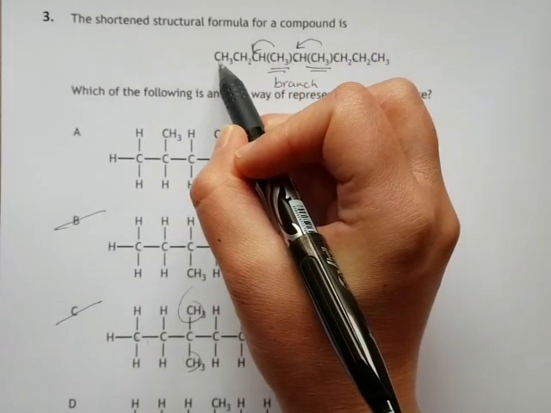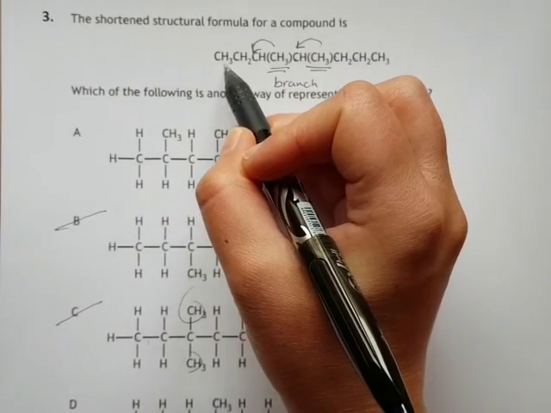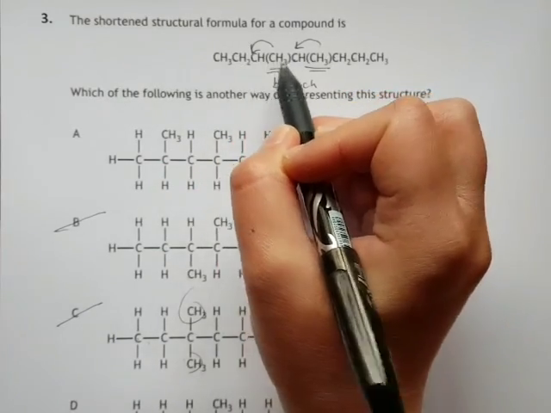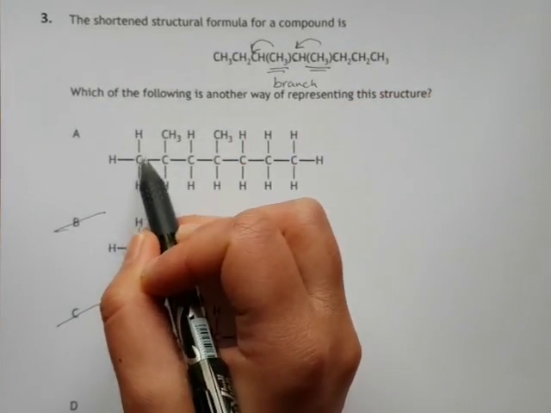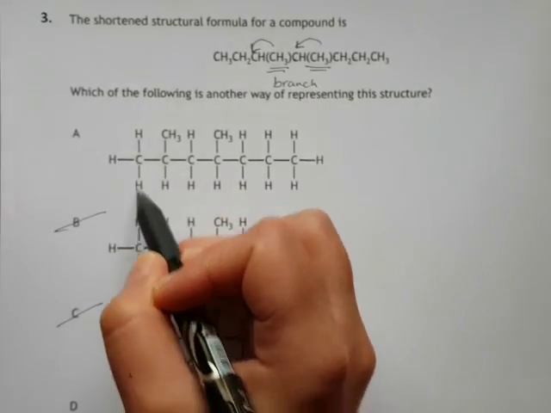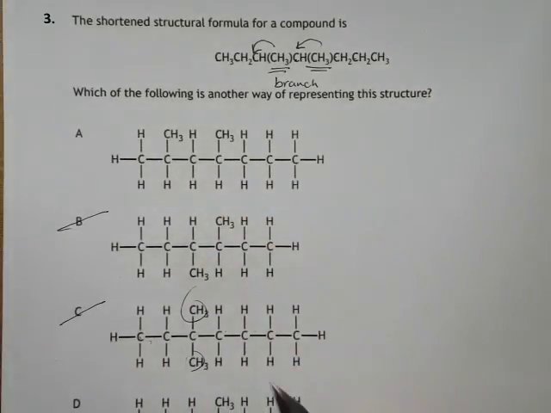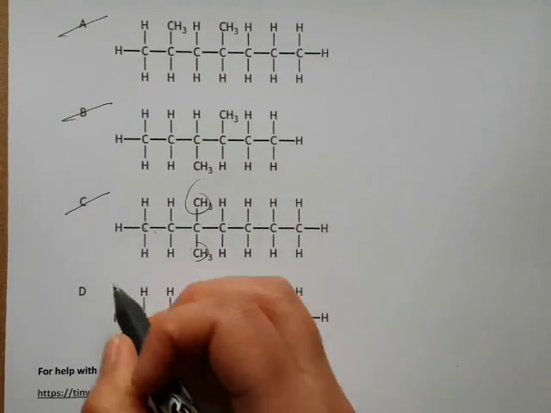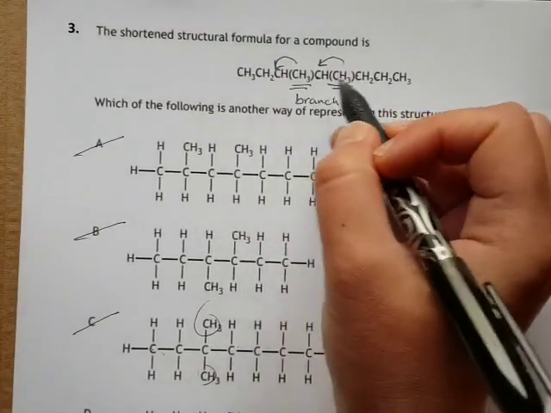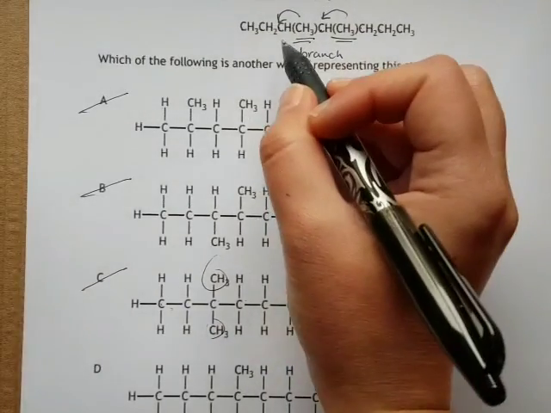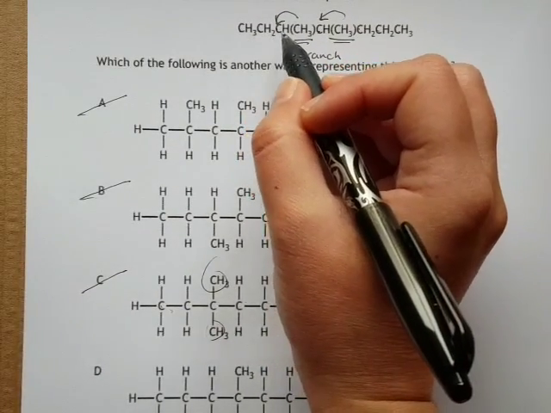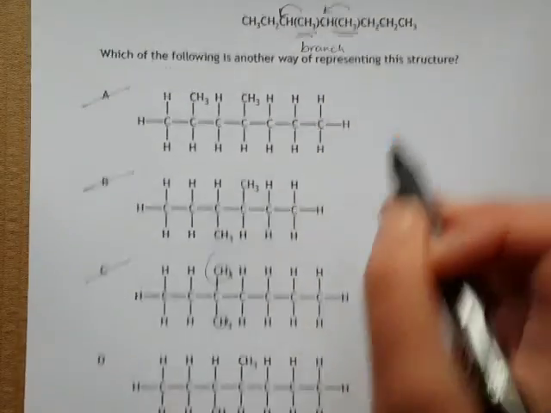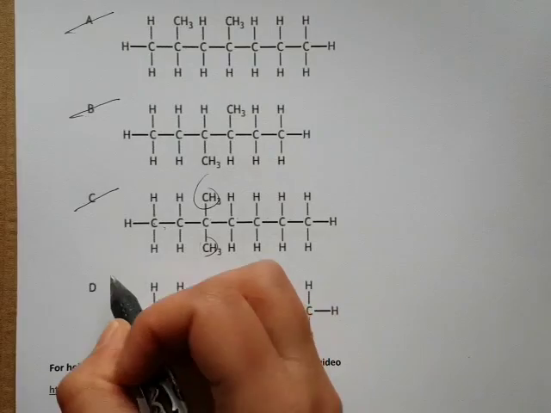So I've got, in the first one, in this shortened structure, a CH3 and then a CH2 and then the carbon with the branch. In A, I've only got a CH3 and then a carbon with a branch. I don't have CH3, CH2. So I can rule out A, and that means the answer must be D. And that fits with my structure as well, because I've got CH3, CH2, carbon with a branch, CH2, CH2, CH3. So that fits nicely with D.